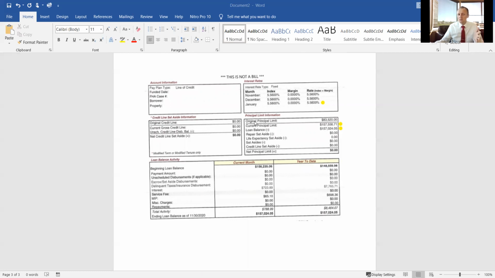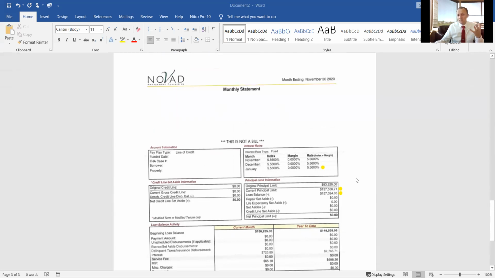Down here, it's very similar: your original principal limit, your current principal limit, which we talked about was your borrowing power. And then your loan balance, again, that's how much you actually owe on this mortgage if you were to pay it off today. And then down here again, it just breaks down for you how much interest you're charged per month, how much mortgage insurance you're charged per month.